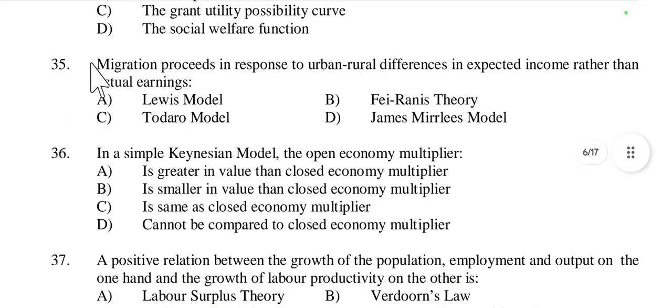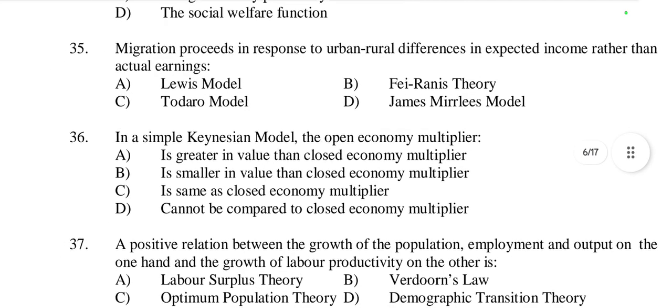Then question number 35. Migration proceeds in response to urban-rural differences in expected income rather than actual earnings. Is it the Lewis model, Fei-Ranis, Todaro, or the Harris model? So it is related with the Todaro model.